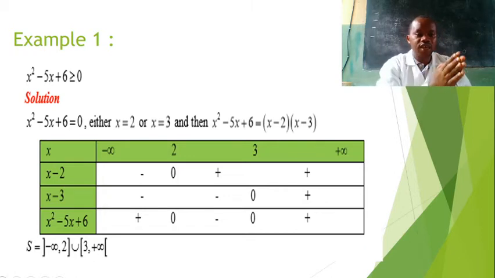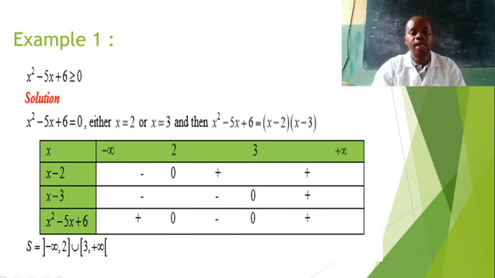Using any way of your choice, we find the values of x. As you have x squared, we have to get two values of x. We will get that x will be equal to 3 or x will be equal to 2, and then write x squared minus 5x plus 6 in factorized form, which is equal to x minus 2 times x minus 3.